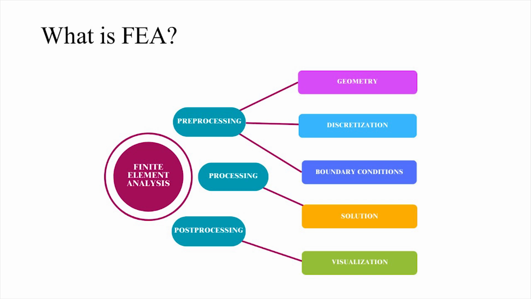Let's look at what finite element analysis is. All numerical or simulation methods include three basic steps, which are pre-processing, processing, and post-processing. Pre-processing in finite element analysis includes modeling the geometry of the given problem, which entails creation of a 3D or 2D model. Then discretization means dividing the geometry into parts which are called elements, and applying the necessary boundary conditions, which reflect the physical conditions.